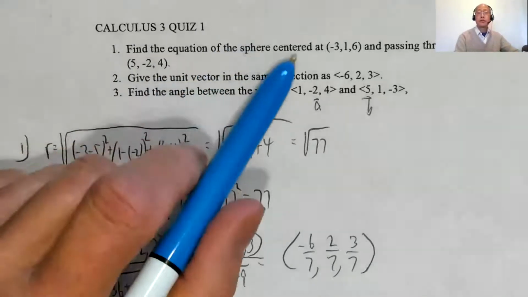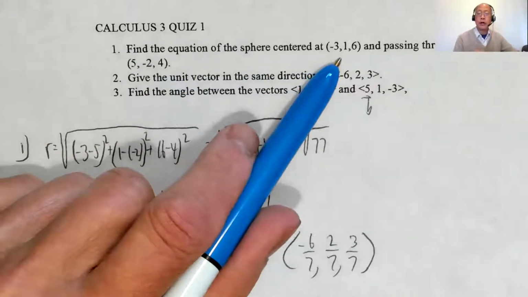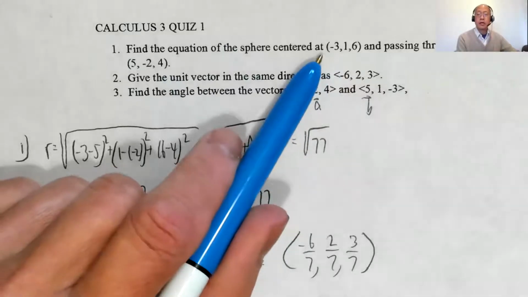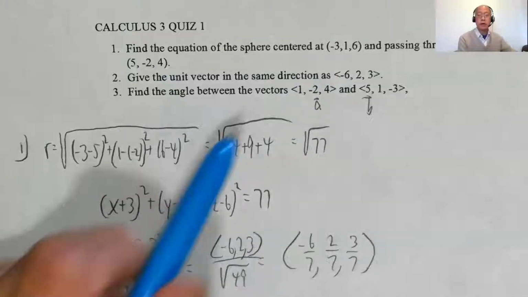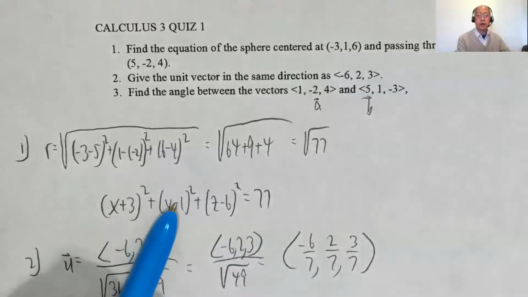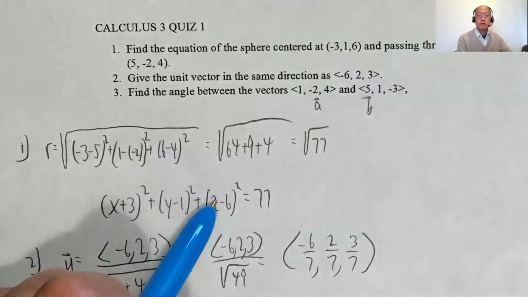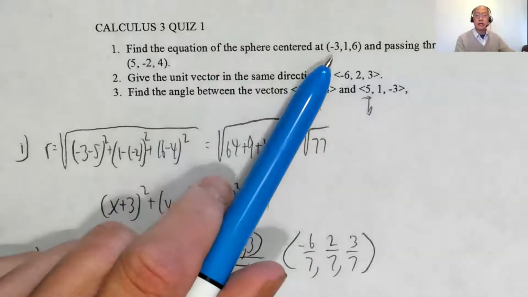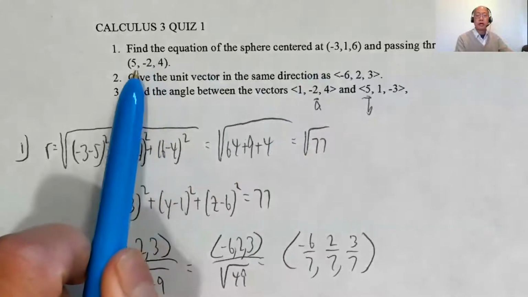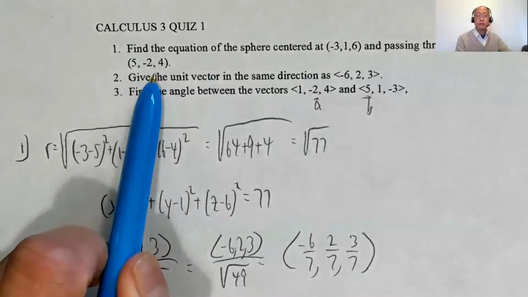Right, so we're given the center as (-3, 1, 6), so that automatically means the left-hand side is going to be (x - (-3))², which is (x + 3)², plus (y - 1)², plus (z - 6)². Okay, and then I need to find the radius. So to find the radius, I need the distance formula from (-3, 1, 6) to (5, -2, 4).